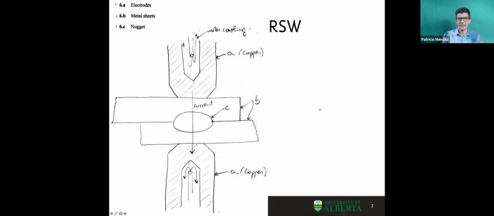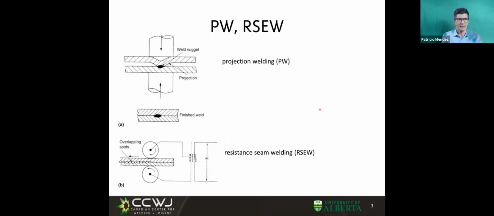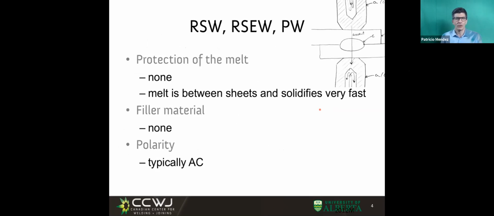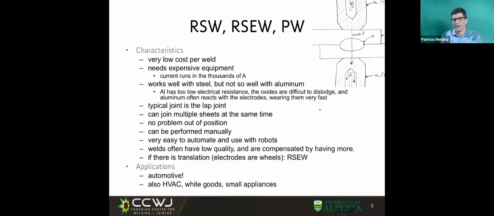talked about resistance spot welding, the way we make cars, and some related processes that share the same fundamental principles. And we talked about some of the features and characteristics of these resistance welding processes. And here's where we stopped last class.